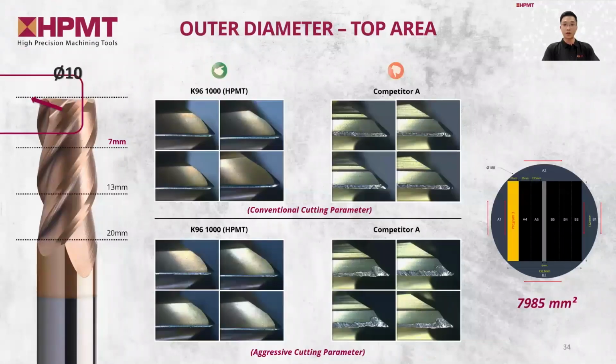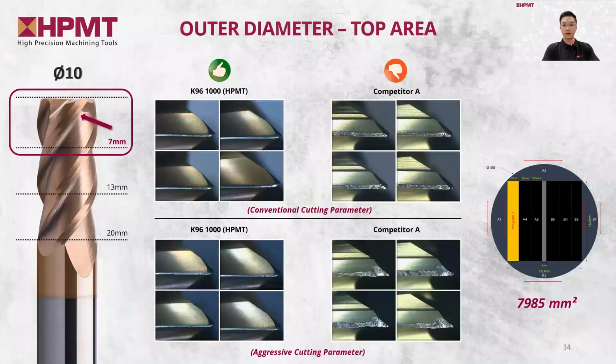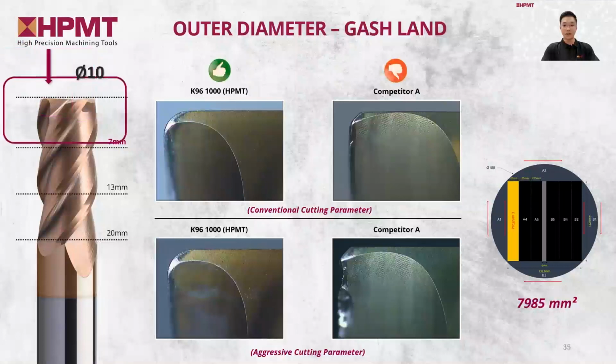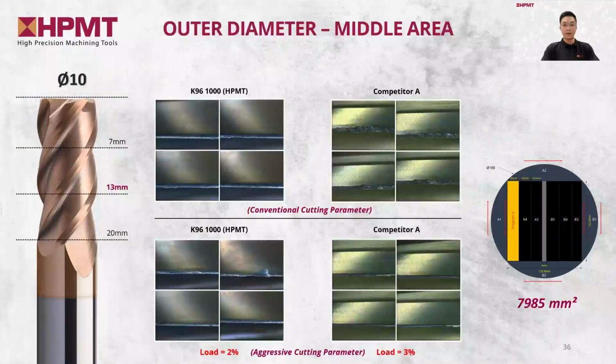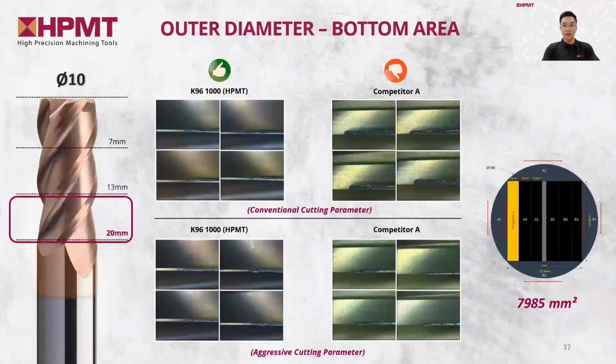For the first part, we are going to show the images and the results taken before the tools are broken. As you can see from the top area, competitor A's tool has very, very heavy wear, while HPMT's K96 still appears to be able to continue further. Competitor A's gashland area is heavily chipped, while HPMT's K96 is still in good condition, even after all this aggressive cutting process. In terms of the middle area, HPMT's K96 still has a better wear rate than competitor A. Same goes for the bottom area. The wear rate of competitor A's tool is significantly higher compared to HPMT's K96.